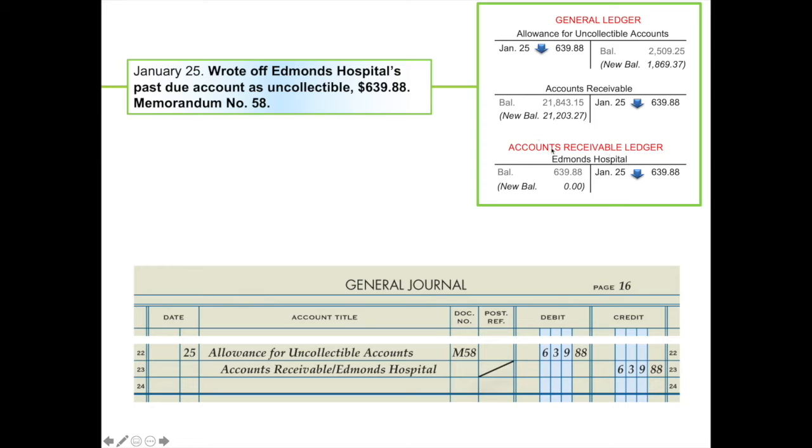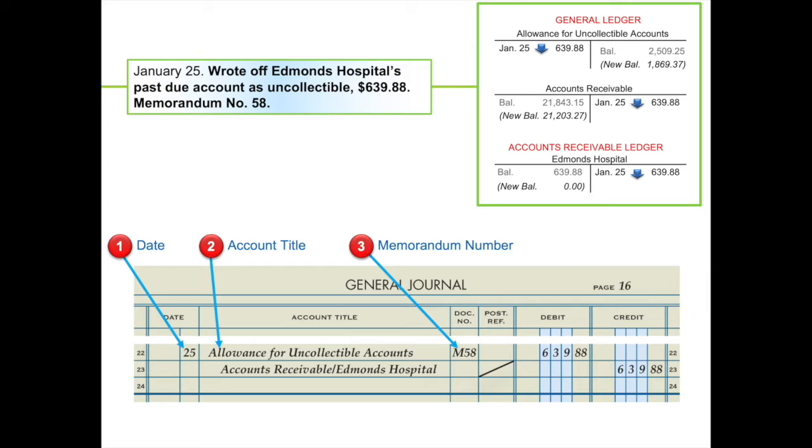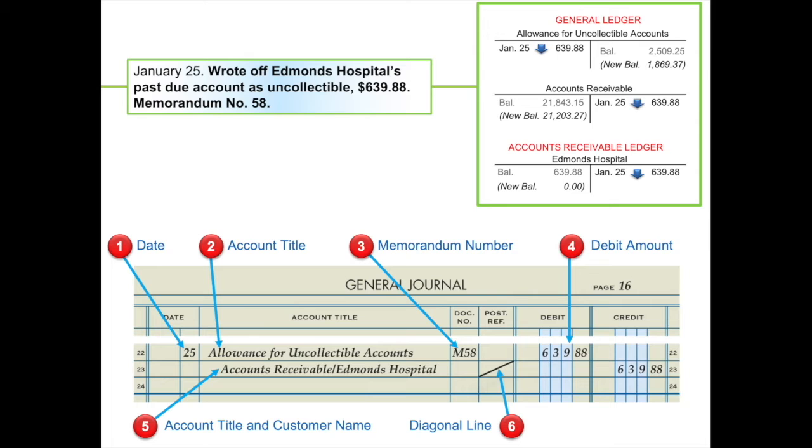We have all of this information in our T accounts. We're going to put it in the journal. First of all, you write the date, the account title, allowance for uncollectible accounts. The memorandum is 58. We will put the debit amount of $639.88. Account title and the customer name will be slightly indented. We'll write the diagonal line because we'll post in 2 places, and then the credit amount.